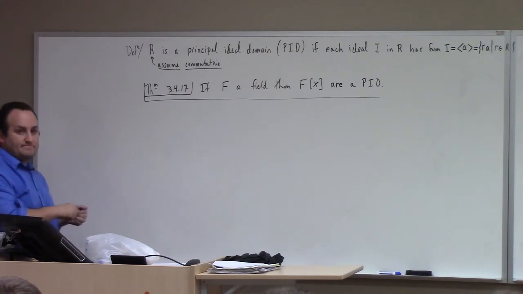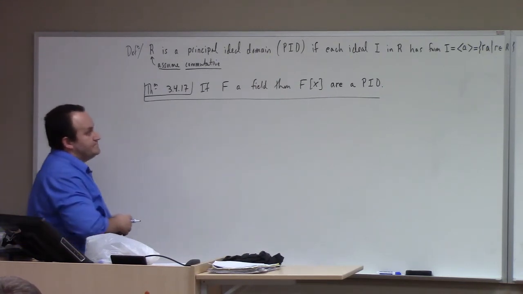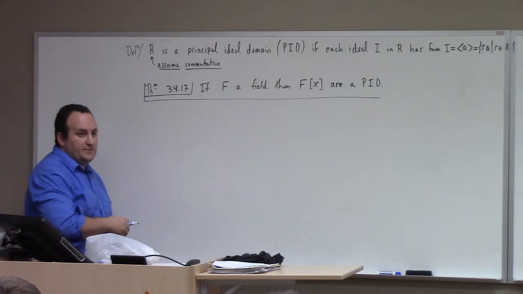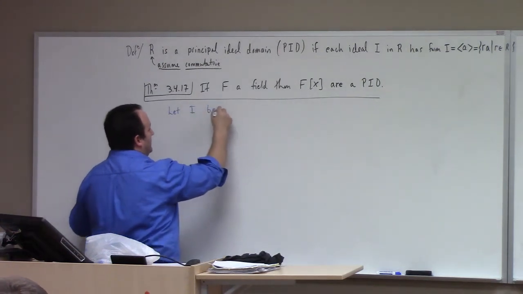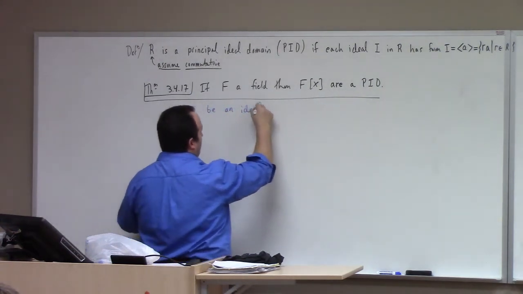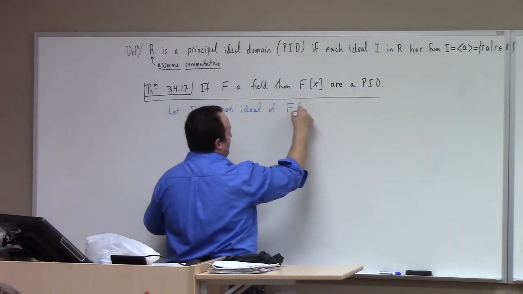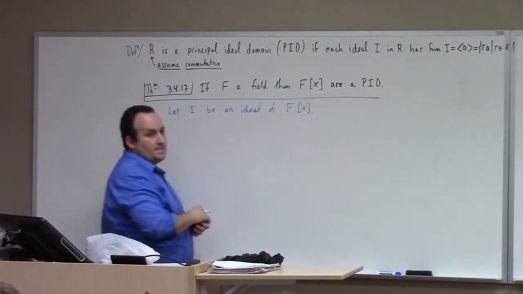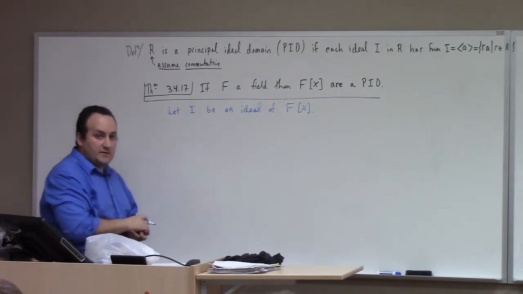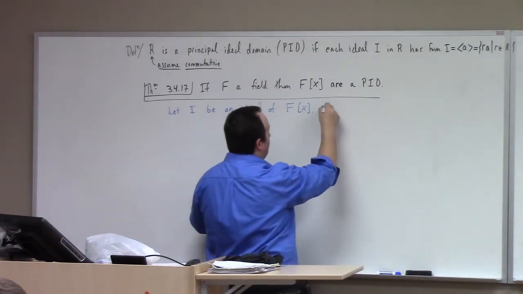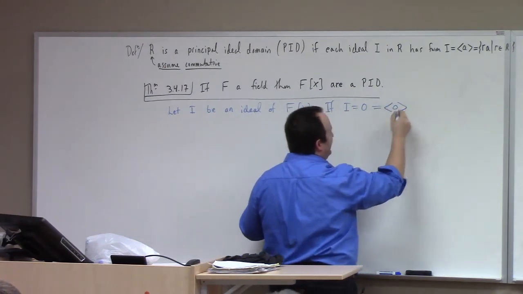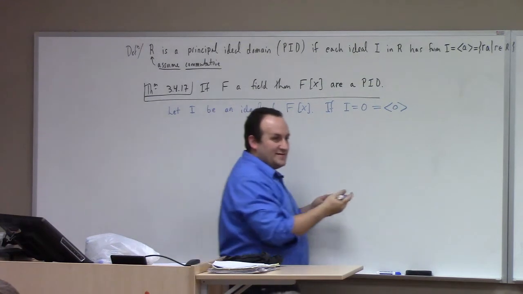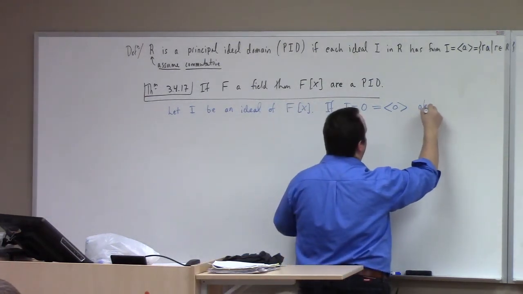So what do you guys think? How do we start? To prove that the polynomials over F are a principal ideal domain, we start by picking an ideal, right? So we say let I be an ideal of the polynomials over the field, right? If I is the 0 ideal, then we're done, because 0 is the principal ideal generated by 0. Okay.